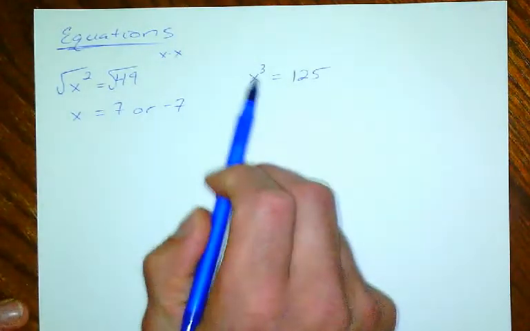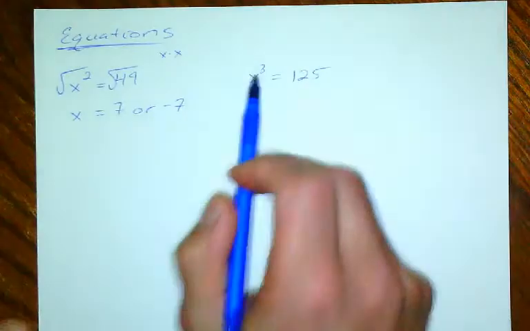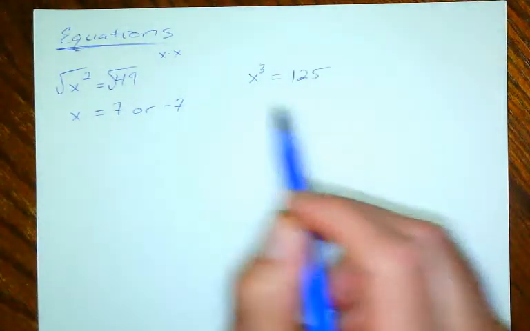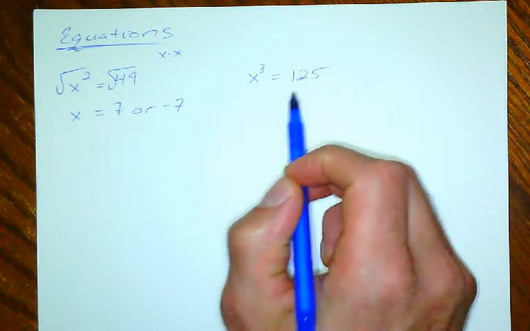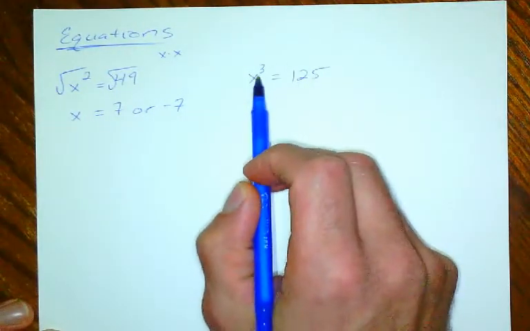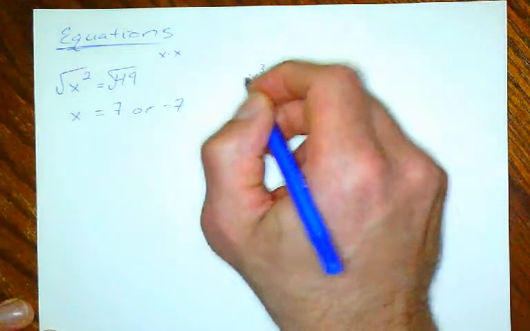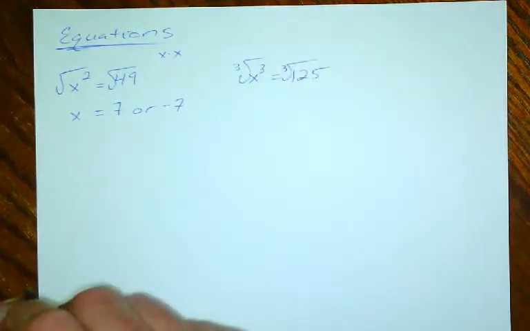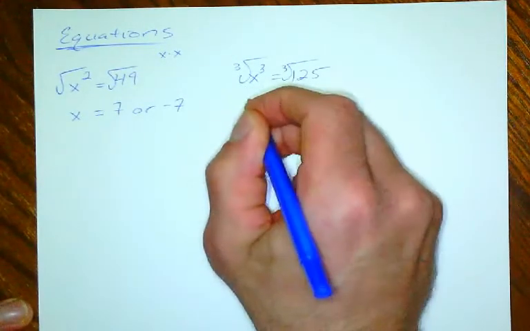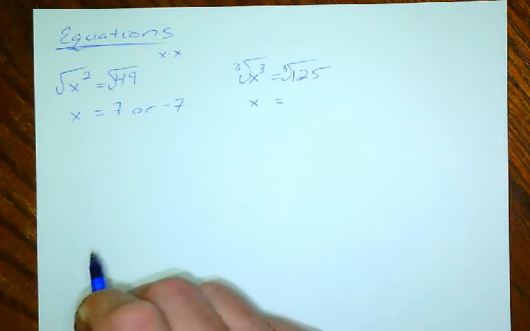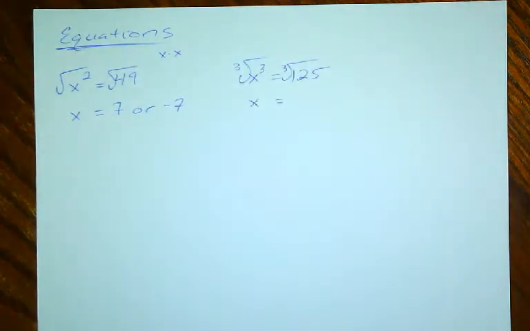Now a cube. x to the third power equals 125. So really we're asking ourselves, what number, when multiplied by itself 3 times, equals 125? In order to undo raising something to the third power, you take the cube root of both sides. I take the cube root of the left, which will just give me x, and I take the cube root of the right. Well, the cube root of 125, what number times itself three times equals 125?